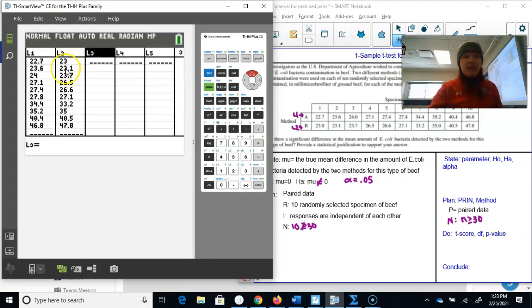I'm going to just take a glance at it. I don't see, they look very similar. So I'm just going to take L1 minus L2. Sometimes I like to set it up where I'm going to have more positive values.